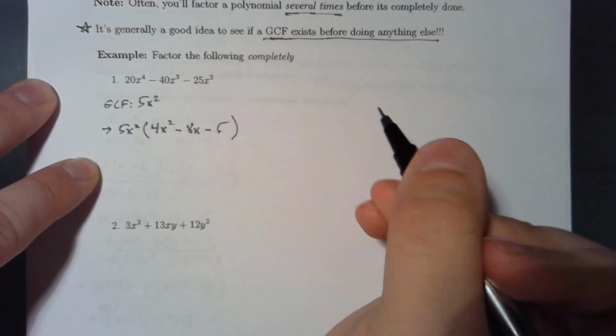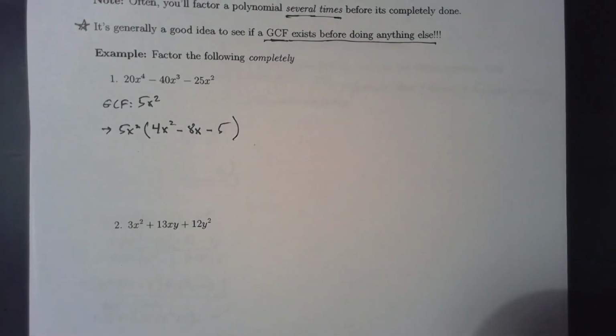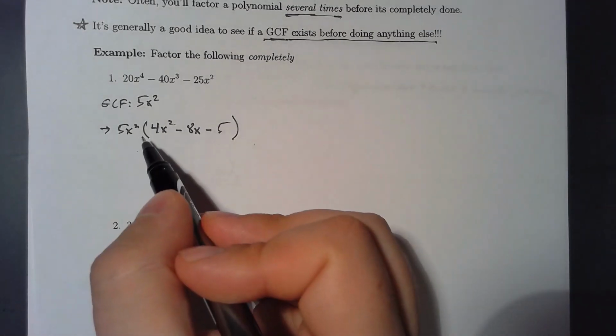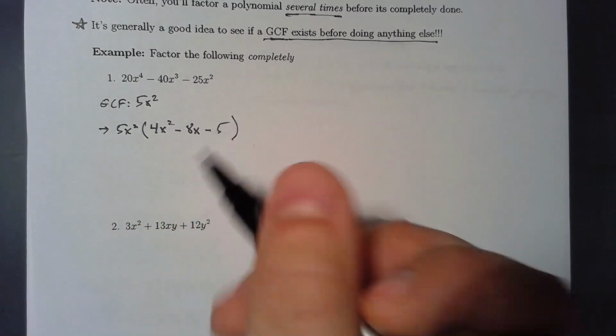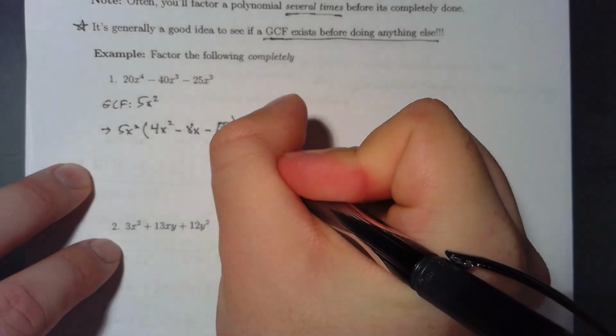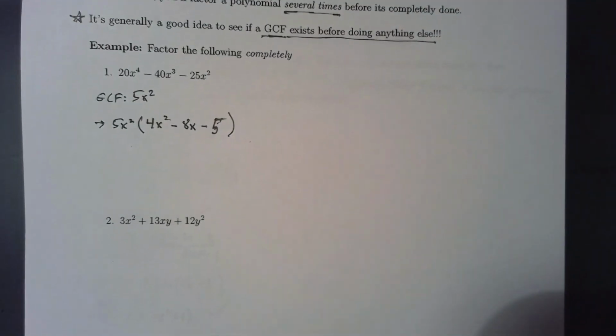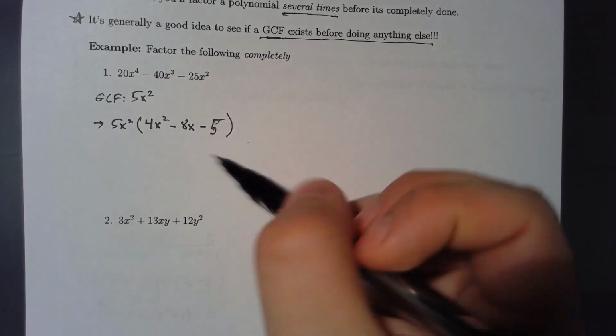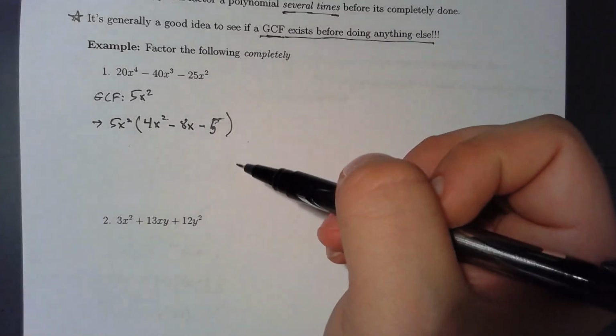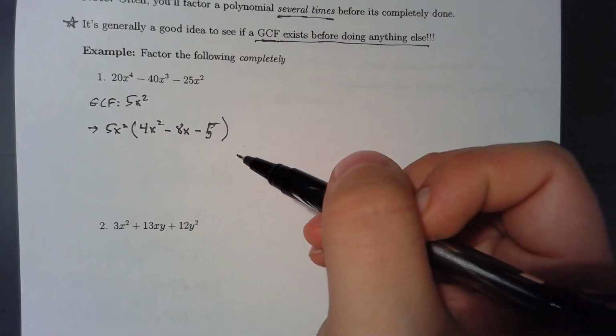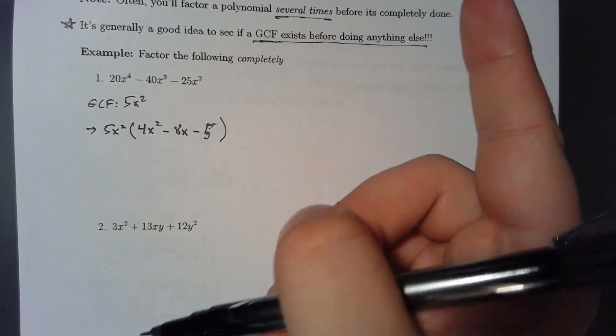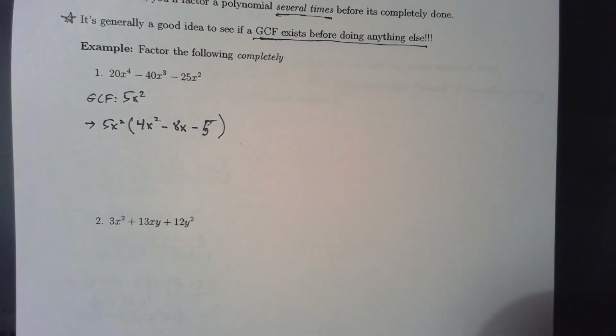So when I factor out the GCF, this is what I have left over. I have 4x squared minus 8x minus 5. Now, if you're not practiced in factoring, you might think you're done, right? But I'm not done. Why not?